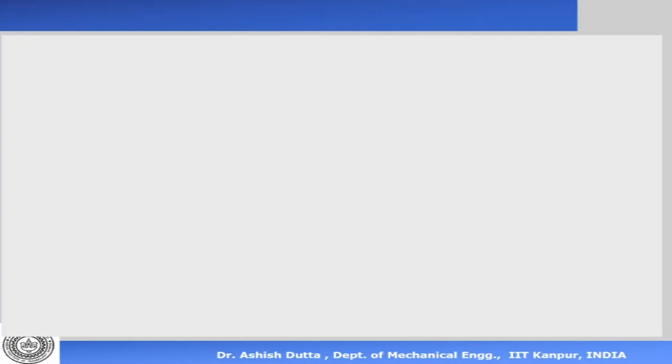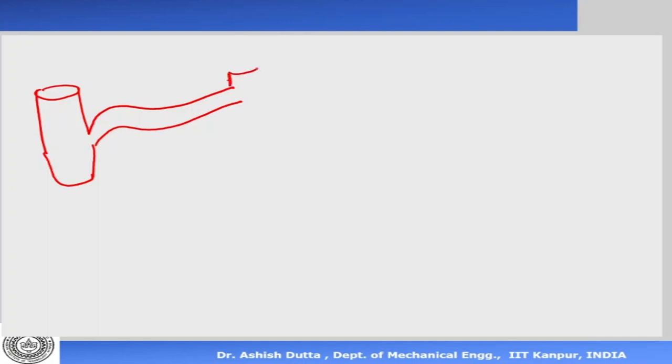Suppose we have a link like this in three-dimensional space. So this is one link and there is a corresponding link on the other side. On the other side we have another link, which is the next link. The DH parameters basically give us a systematic way of assigning axes.